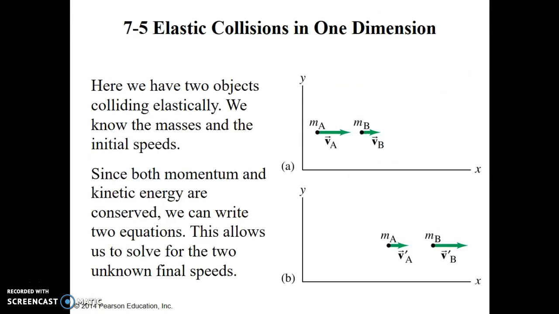So let's say that we have two objects that are hitting each other. They are going to hit each other elastically. We know their masses and we know their initial speeds. But we know that both momentum and energy are conserved since it's an elastic collision. So we can use these two equations to help us solve this problem. Change in momentum equals 0 and change in energy equals 0, or conservation of momentum and conservation of energy. With these two equations, we can solve for both the velocity v prime A and v prime B.